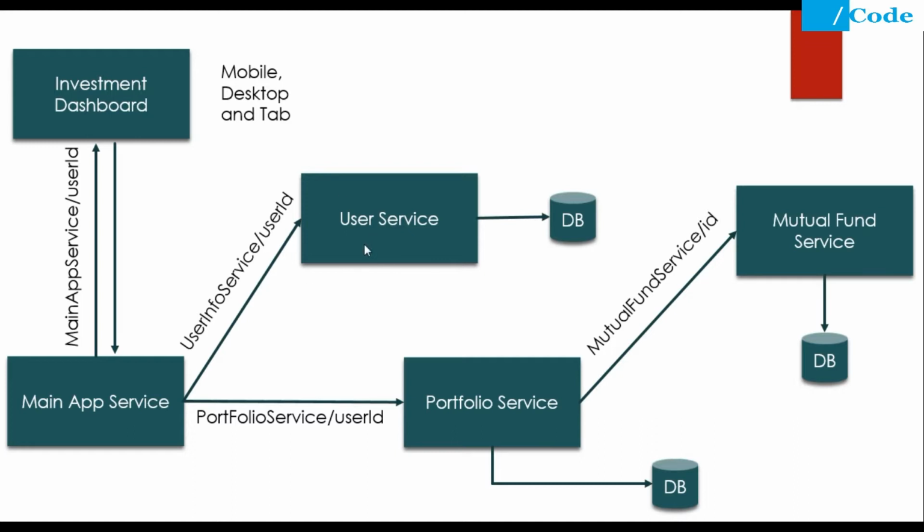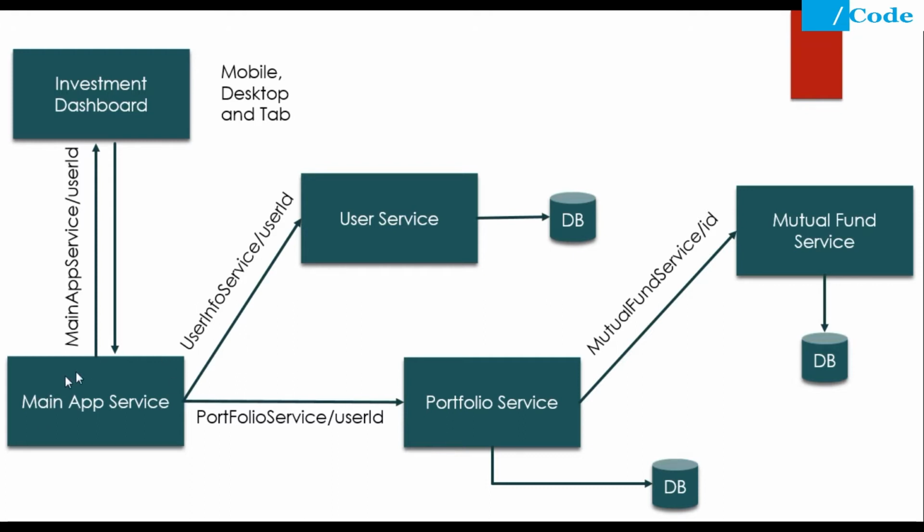In this video we are going to see the main app service. In the previous videos we have seen the user service, portfolio service and mutual fund service. The mutual fund service has the individual mutual fund data, and the portfolio service has the user ID with the portfolio ID. In that it will have the holding list, which is the ID of my mutual fund. And the user service will have the user information like email ID, his details, credit score and all.